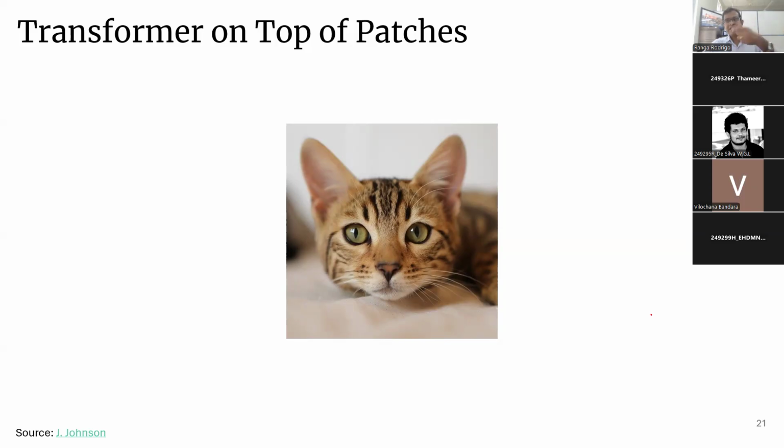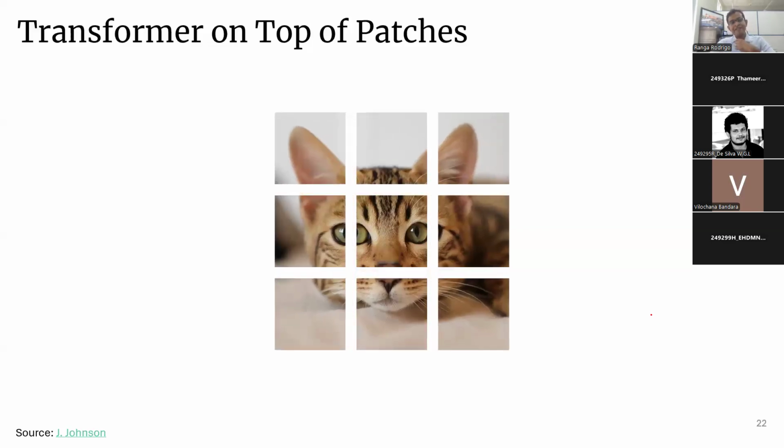So now you can see you have a cat image there. In the cat image, the question that we have to ask is, what are words? Because in BERT or GPT, the inputs were words, tokenized words, embedded into some numbers. Embedding means it is put as a vector. Those are the inputs. For the cat image, what is the input that we should give to the transformer?